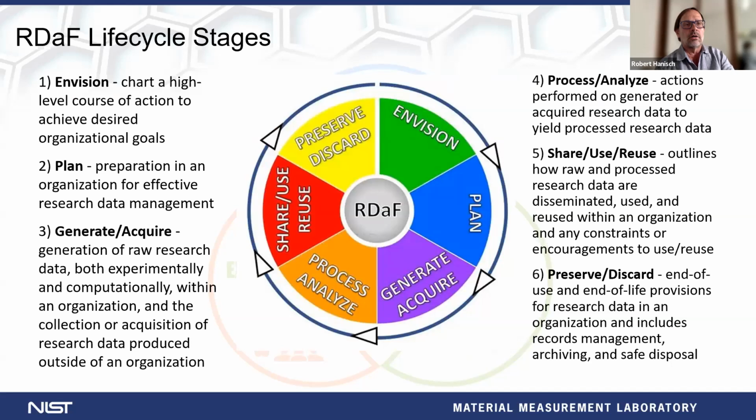So envisioning is, what is the high-level course of action that an organization lays out in order to achieve its goals? Planning is preparing an organization for effective research data management. Generating and acquiring, this is how do you get your data, whether it's from experiment or from computation, whether it is acquired through survey vehicles or from other organizations. Processing and analyzing is, what do you do on that data in order to extract information? Then using and reusing outlines how the raw and the processed data are disseminated and used both within the originating organization or to other organizations outside. And preserve and discard is about how do organizations make decisions about end of life, about retention, and about ultimately safe disposal. Next, please.